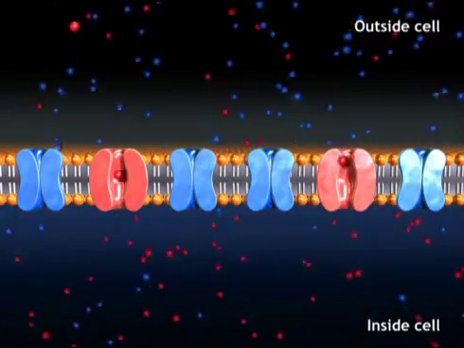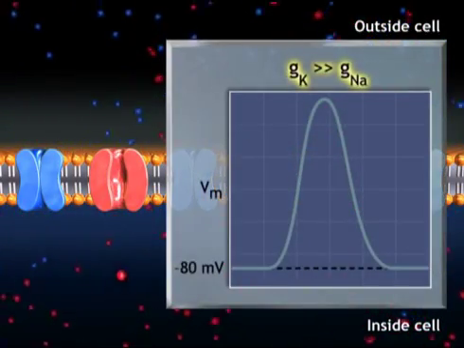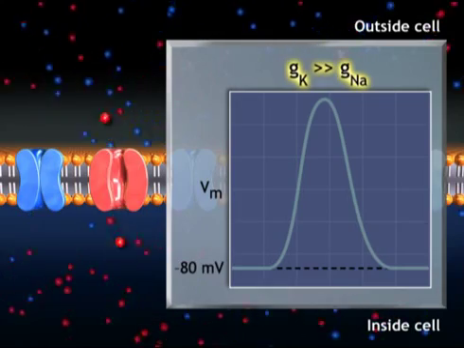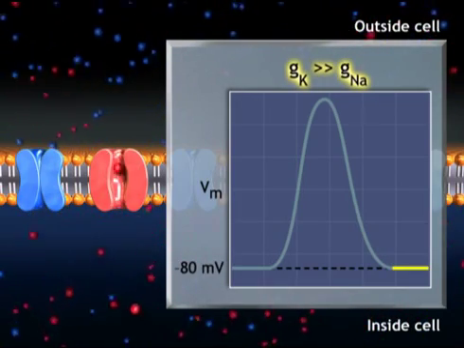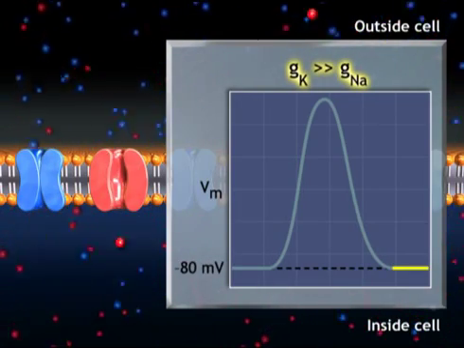Finally, the resting state is restored. Potassium conductance is greater than sodium conductance, and the membrane potential equals the potassium equilibrium potential.